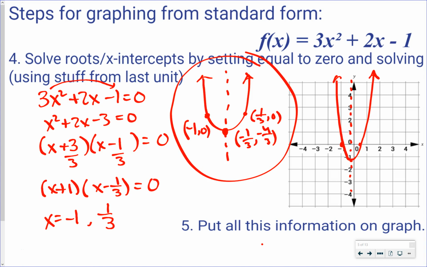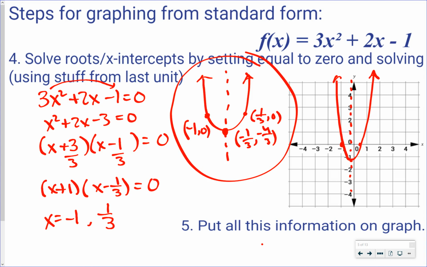Yes. What is it? Explain the graph? What part of the graph? I labeled my vertex and my x-intercepts. The parabola's opening up. Did we get that part? Okay. Do you know where the vertex came from? We did that on the slide before.